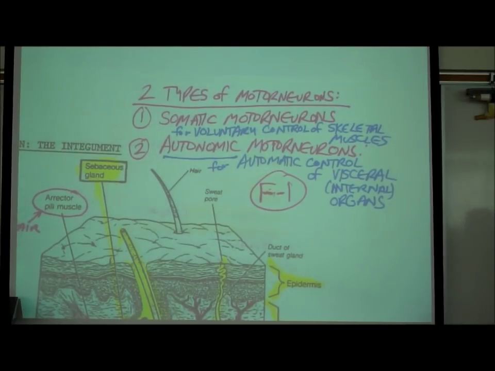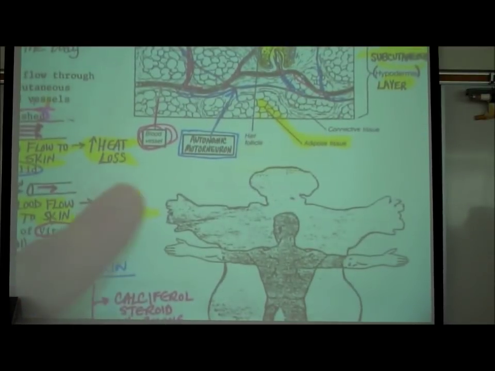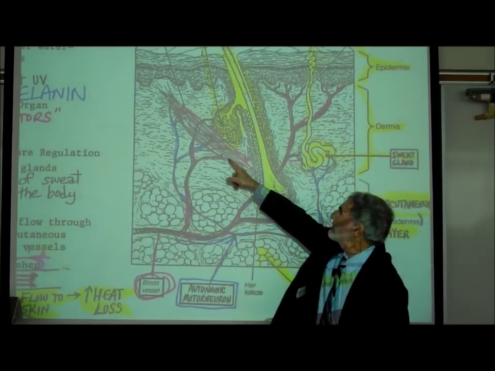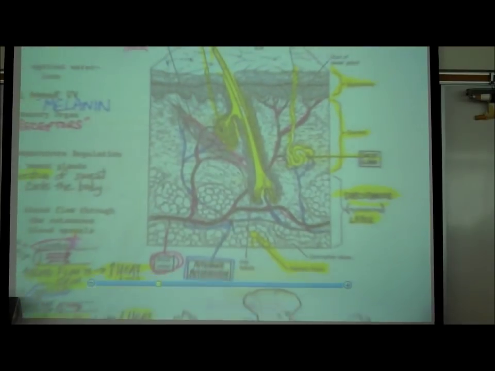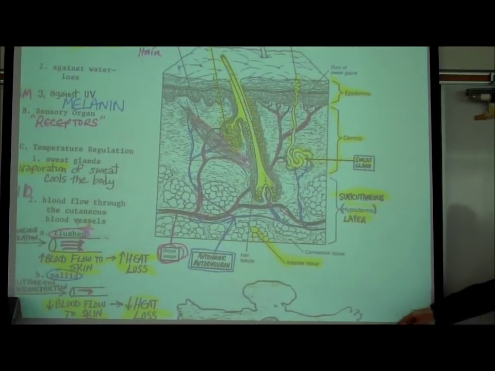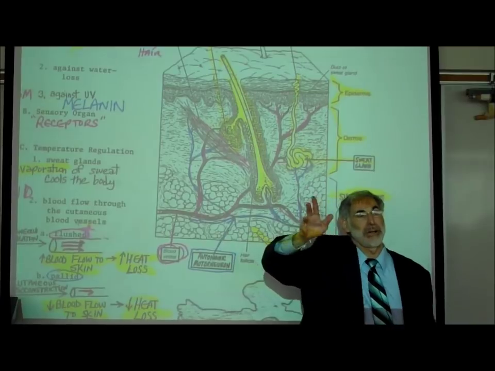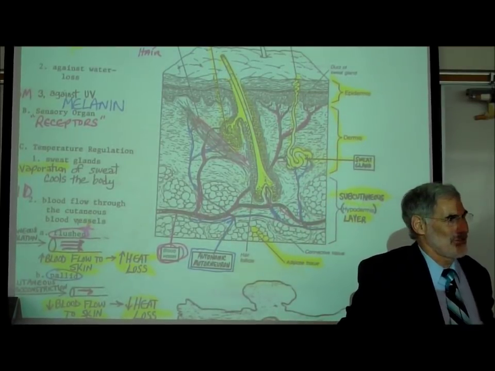So what's an example of that? So it says in this picture, this is an autonomic motor neuron. And what is it controlling? One of the things it's shown controlling is this arrector Pili muscle. So that autonomic motor neuron, when you're cold or frightened, makes that muscle contract and your hair stand up, and you don't have voluntary control over that.